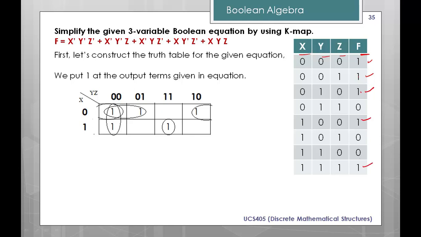So that is x dash y dash z dash. Yes, it is the first term. Next is x dash y dash z. That is the second term. In the same way the next terms are there. Now our target is to place this into this K-map.